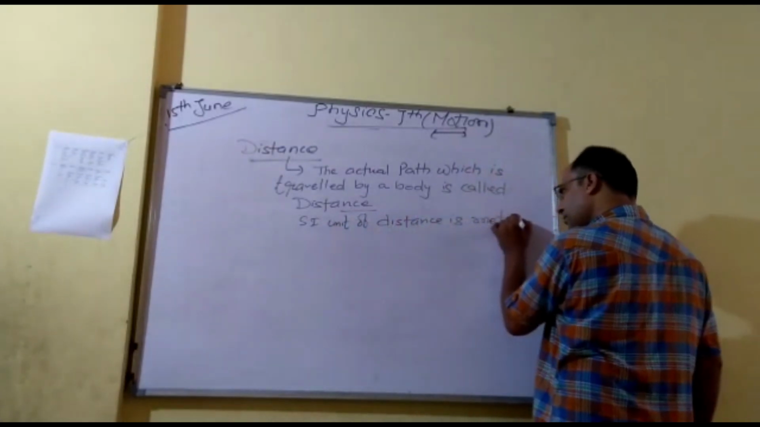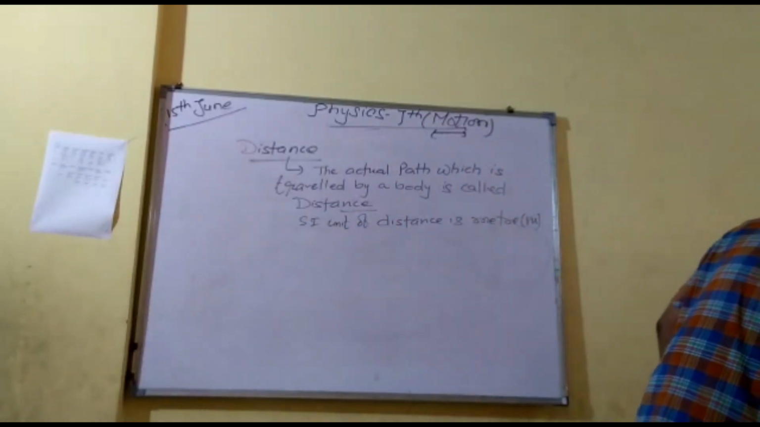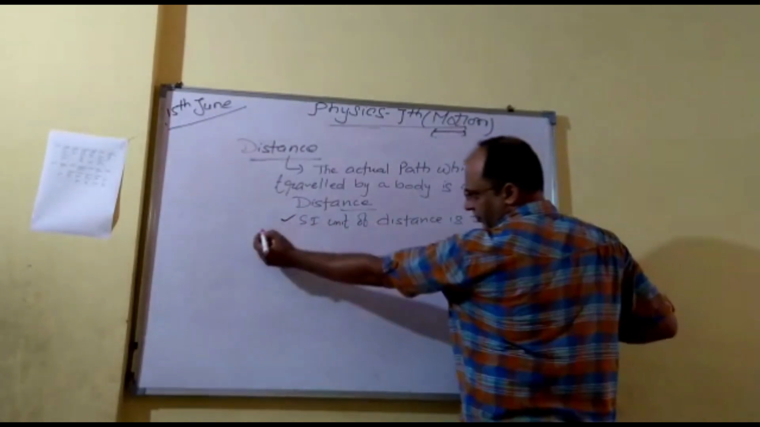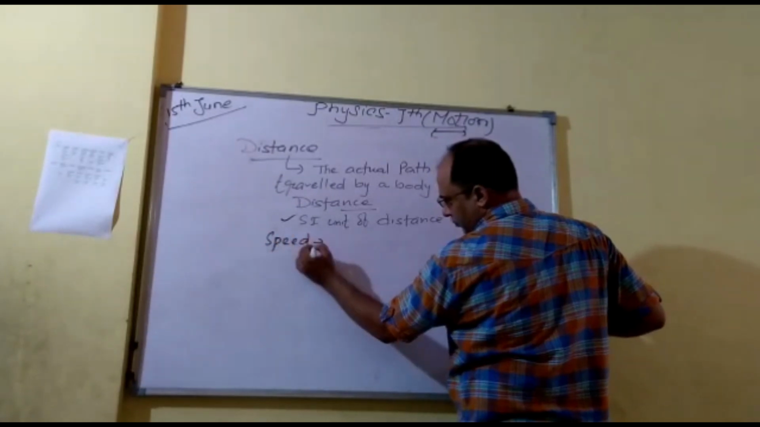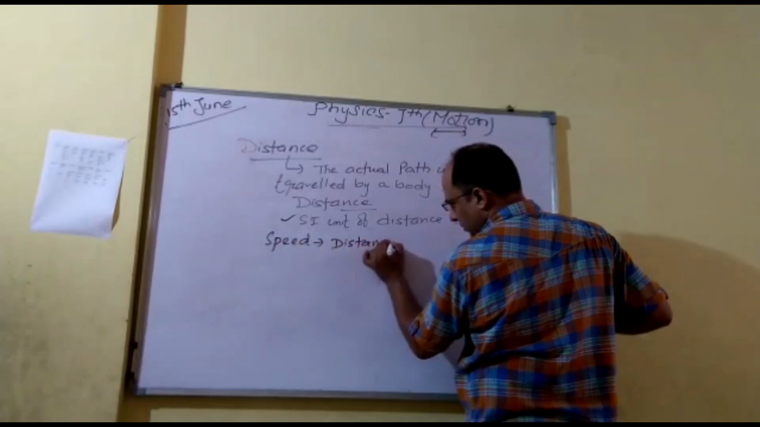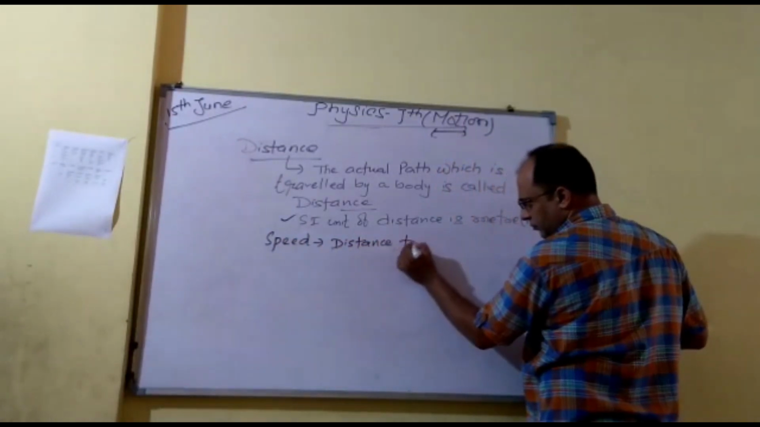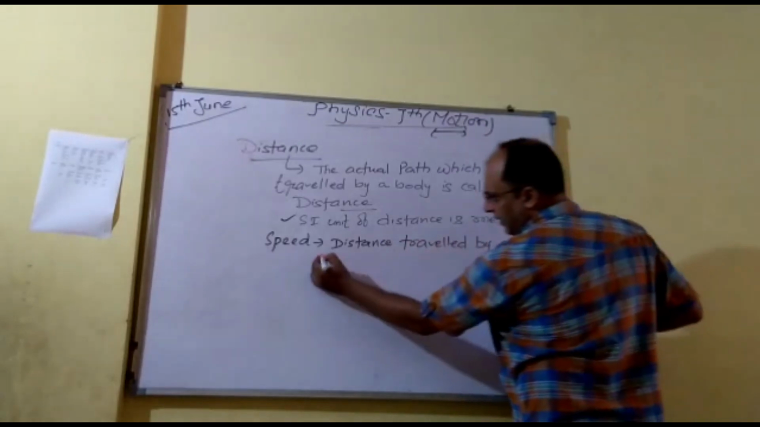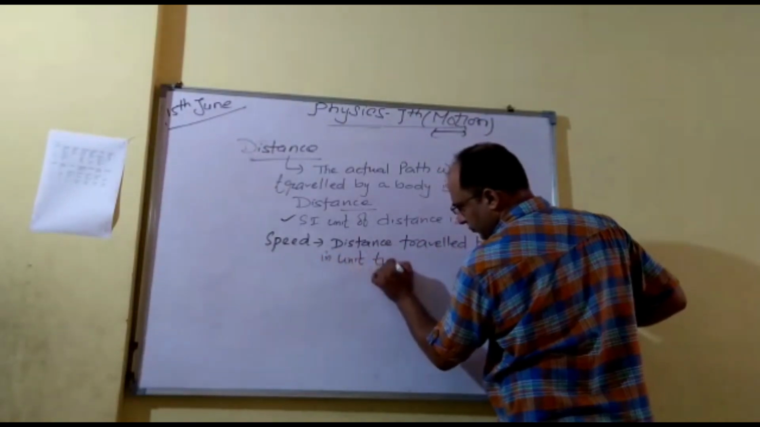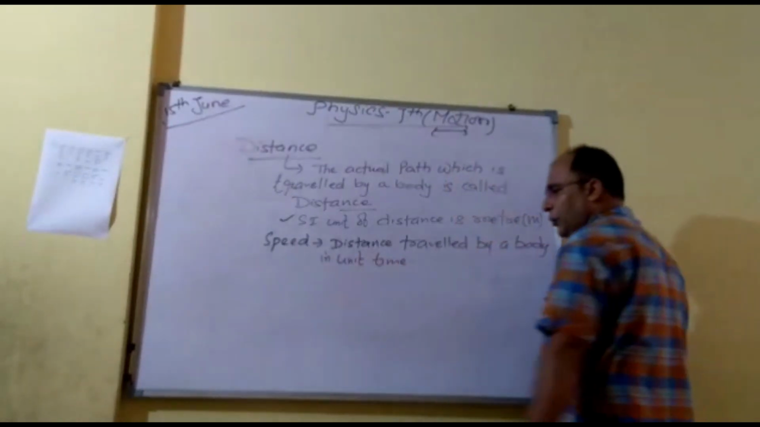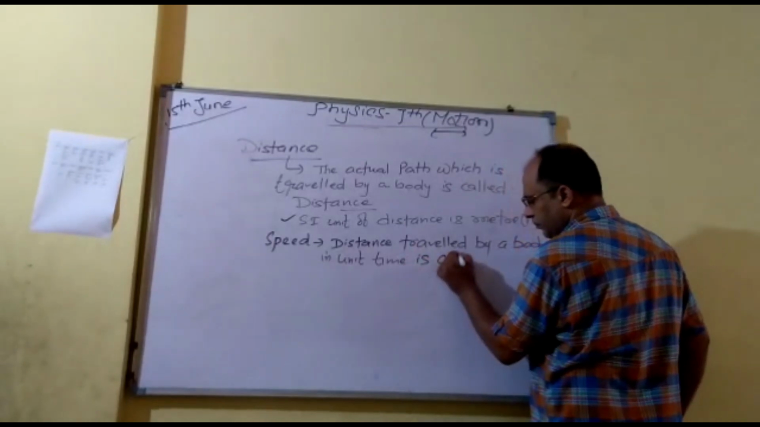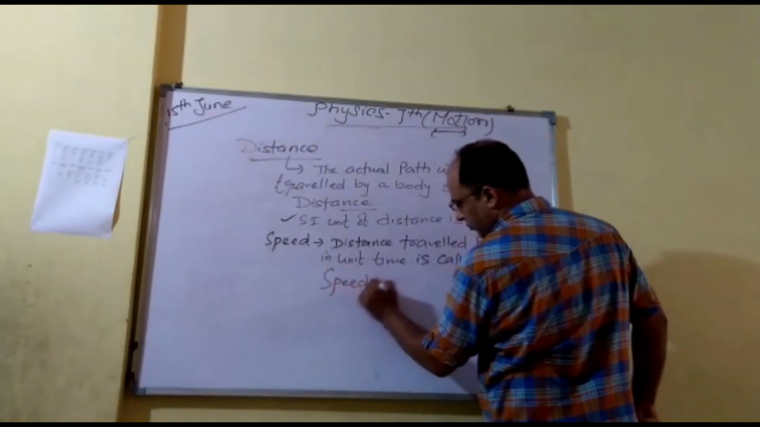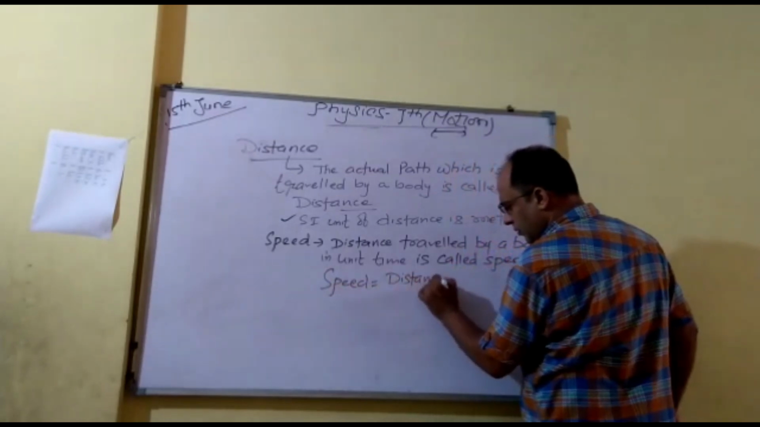The SI unit of distance is meter, that is small m. Now speed: distance traveled by a body in unit time is called speed. So speed equals distance upon time.